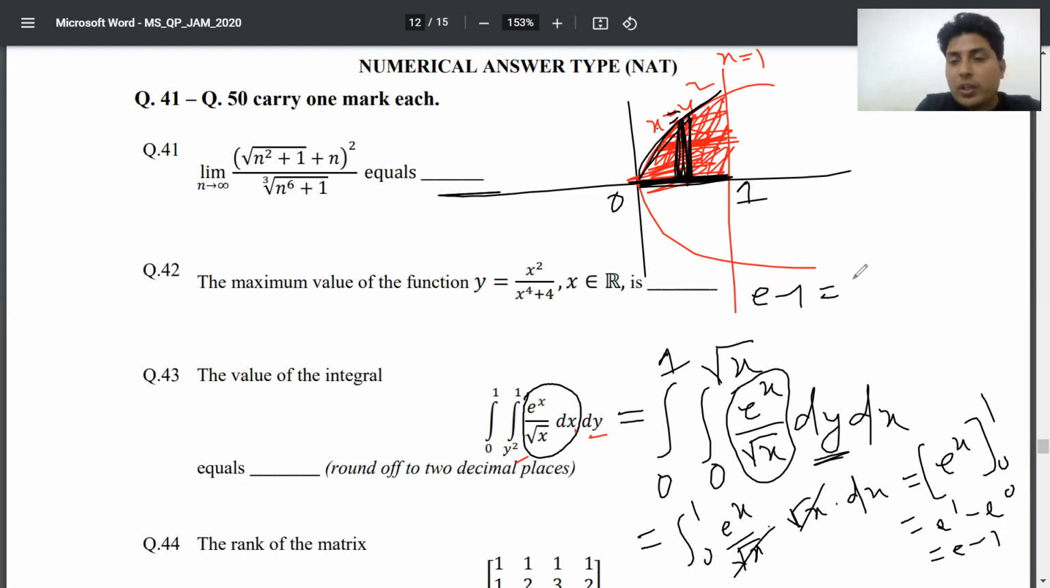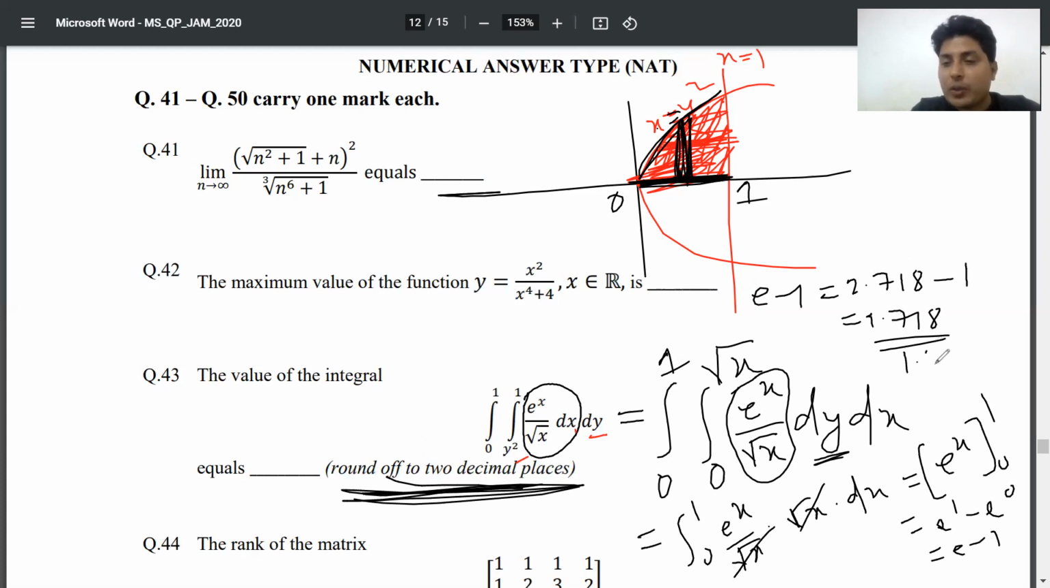So e minus 1. What is e? If you don't know, in the exam a calculator is given on the screen. You just put e is equal to, it will give you 2.718 minus 1. So 1.718 is the answer. But they want the answer up to 2 decimals. So you can write the answer as 1.71 or 1.72. Both will be correct answers. You can write any one of them. Up to 2 decimals only you have to write. Correct answer. Let's come to the next question.